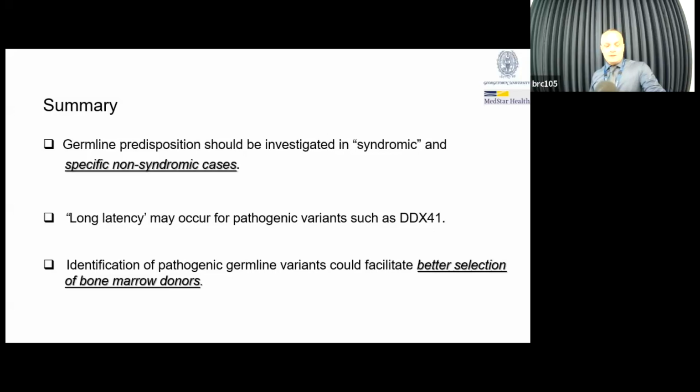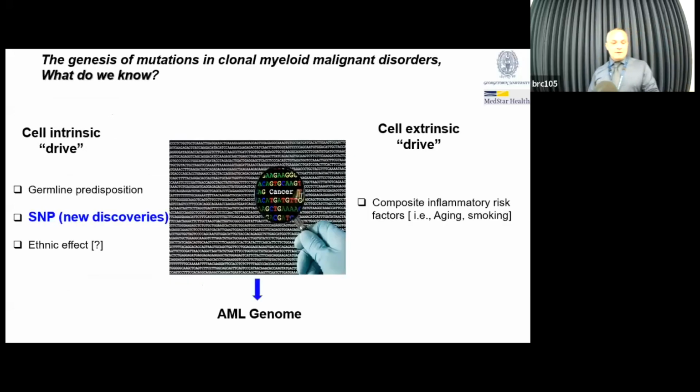Identification of a pathogenic germline variant will be much better for you to select the donor. In case the patient requires a bone marrow transplantation, you might give the same mutation if the transplant is coming from a sister or brother, okay? This is extremely important. Then continue with SNP arrays.